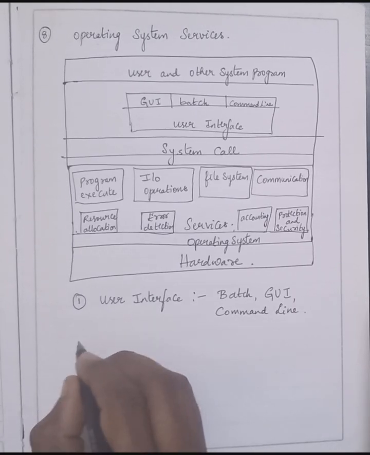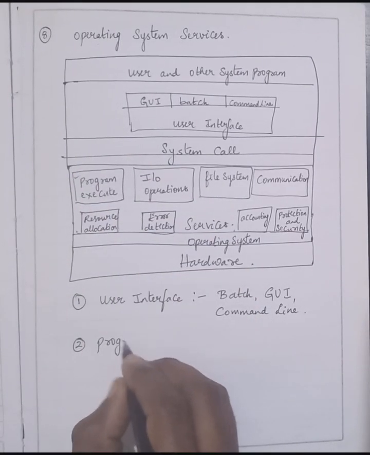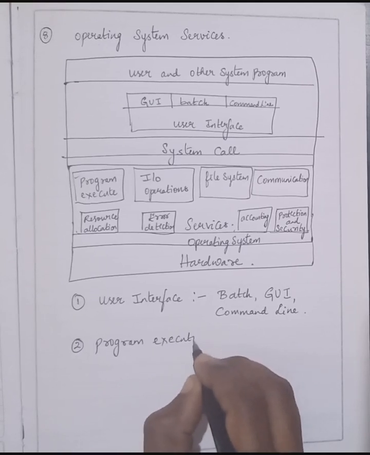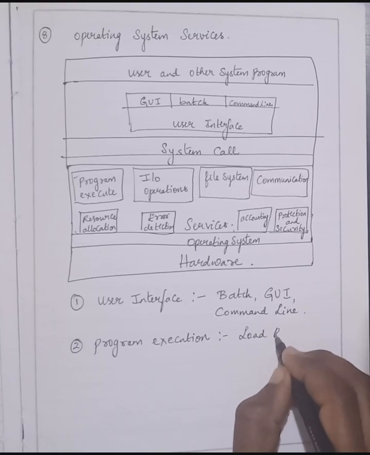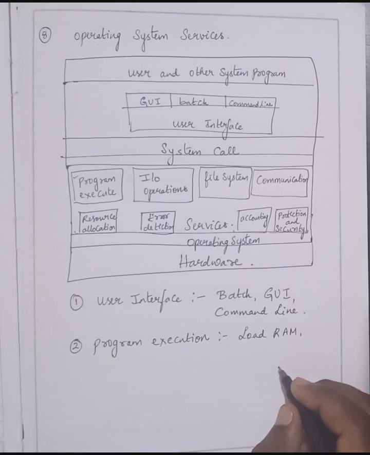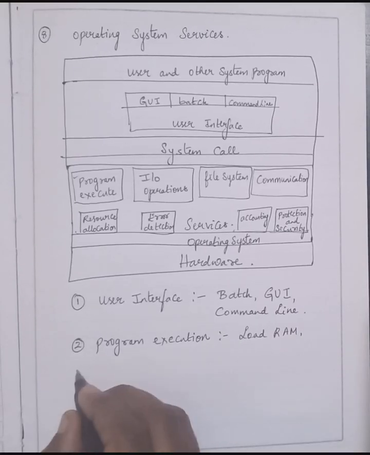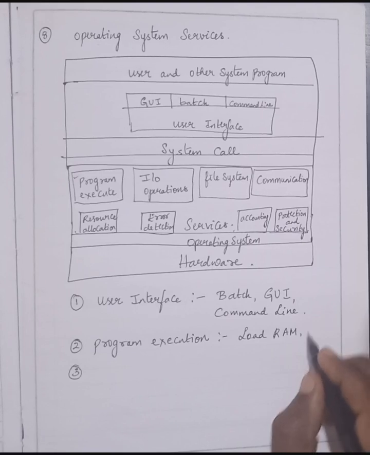Next comes program execution. The OS will load the program into the main memory, that is RAM. Then it will run the program, and it will also terminate the program. It can terminate normally, or it can pause the program and continue later. Everything is handled by the operating system. It will load and allow us to execute the program.